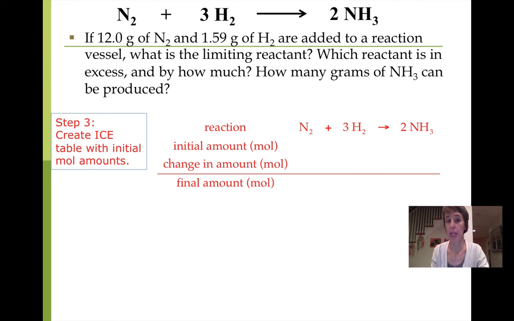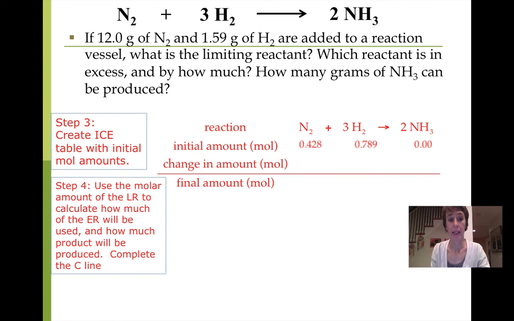So step 3 is to create a nice table. Now the first line is pretty straightforward. That first line is our initial amounts, and so that's what we just calculated in the previous slide. 0.428 moles of nitrogen, 0.789 moles of hydrogen. The problem didn't say anything about the starting amount of ammonia, so that's 0. Step 4 is to use the molar amount of the limiting reactant to calculate just exactly how much of the excess reactant will be used.